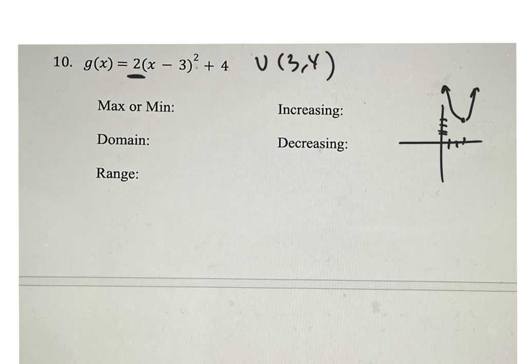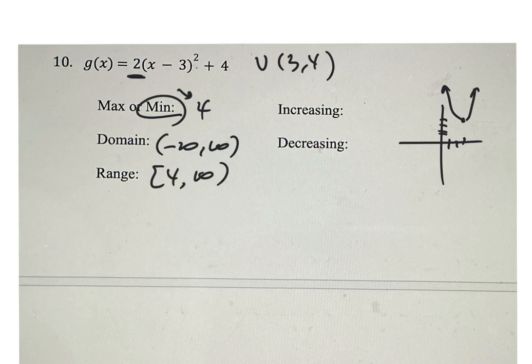Does it have a max or min? It's got a min, the bottom. And the minimum value is the y, so it's a 4. The domain, everyone we do, is all real numbers because it's going left and right forever. The range is going to go back to the min. It's going from 4. Remember, range is y. It's going 4, and it's going up, up, up.